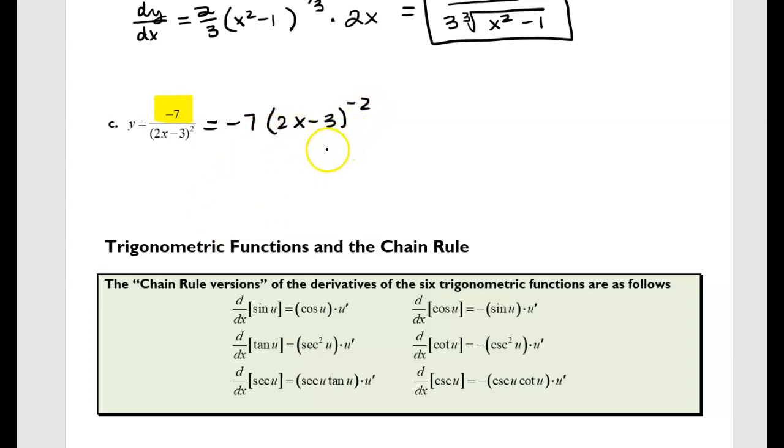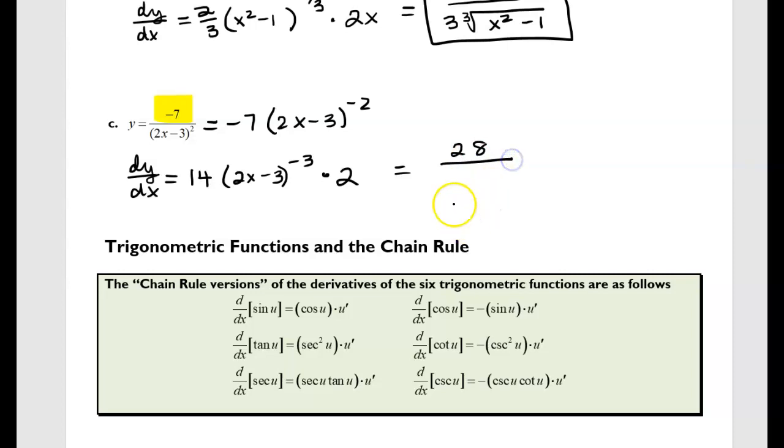Usually chain rule is easier to use than quotient rule or product rule, so that's the method we want to use if we can. So my derivative is -7 times -2, that's 14 something to the -3rd. I'm going to rewrite my inside part, 2x minus 3, and then I multiply by the derivative of the inside. So the derivative of 2x minus 3 is 2. I could leave my answer like this, or in this case I'm going to go ahead and rewrite it, 28, the 14 times 2, over 2x minus 3 cubed. And that will be my final answer.